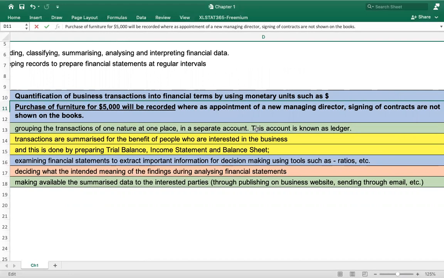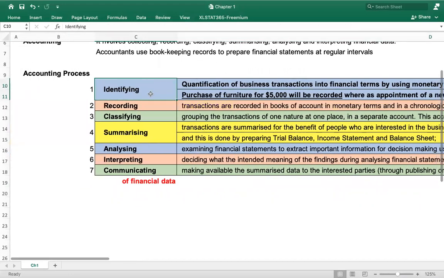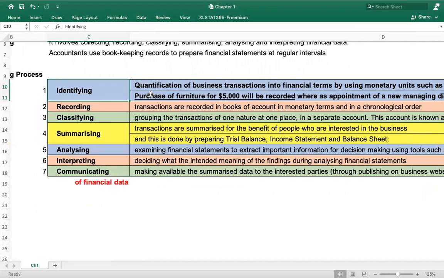So identifying, I hope, is understood. Whenever there is a transaction, we need to identify whether it is financial data or non-financial data. If it is financial data, we will record it. And if it is non-financial data, no matter how important it is for the business, we will not record it. Got it? What is the second step? Recording. The moment we identify any financial data, we immediately record it in the books of accounts.